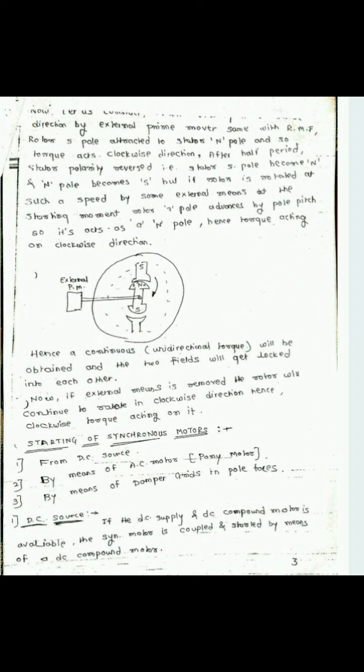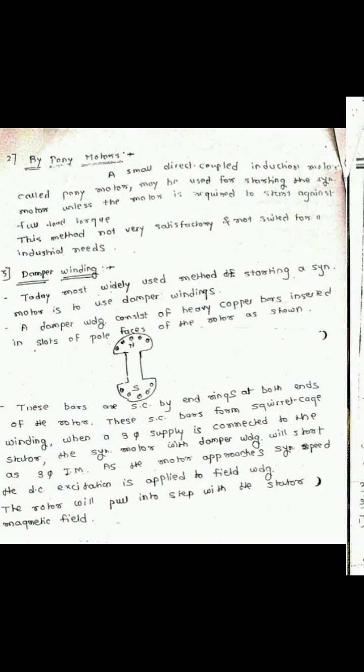If DC supply and a DC compound motor are available, the synchronous motor is coupled to and started by means of the DC compound motor. So this will be the first method: the external prime mover is a DC source. So this is the first method of starting of a synchronous motor.